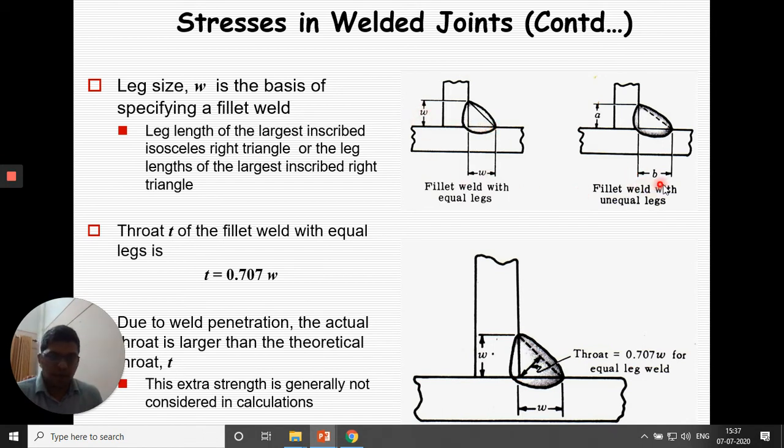And sometimes it will not be the same height, and the height and base will be different, like A and B here. So in that condition, the leg length can be considered as the largest inscribed isosceles right angle triangle, or the leg length of the largest inscribed right triangles. And another thing you need to understand is the throat length.